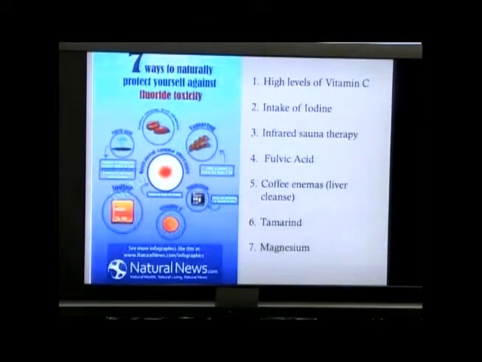So let's look at this slide, 7 ways to protect yourself against fluoride toxicity. High levels of vitamin C, intake of iodine, infrared saunas, fulvic acid, which you can get at the health food stores, coffee enemas, which may help cleanse the liver, tamarind, or magnesium, which we just spoke of. So all of these things together have a very strong counteraction with the levels.